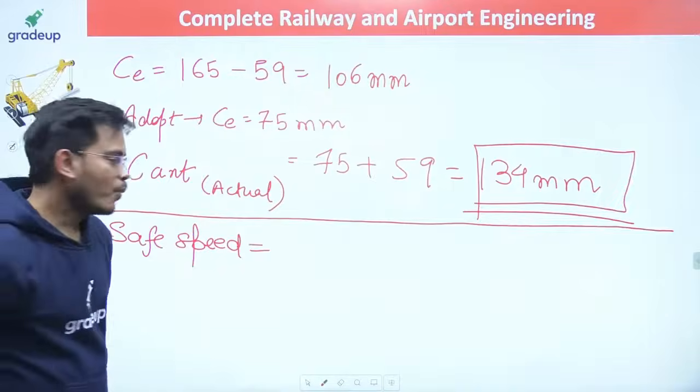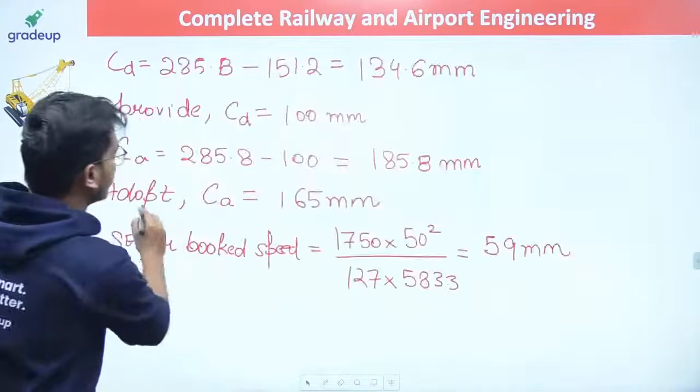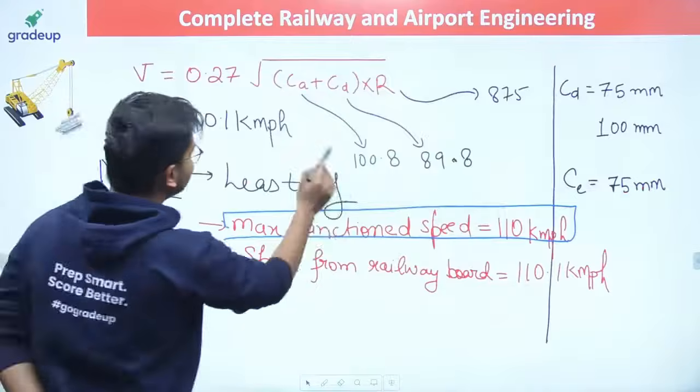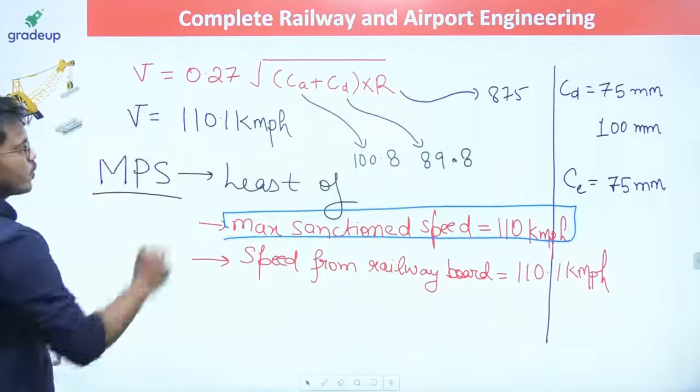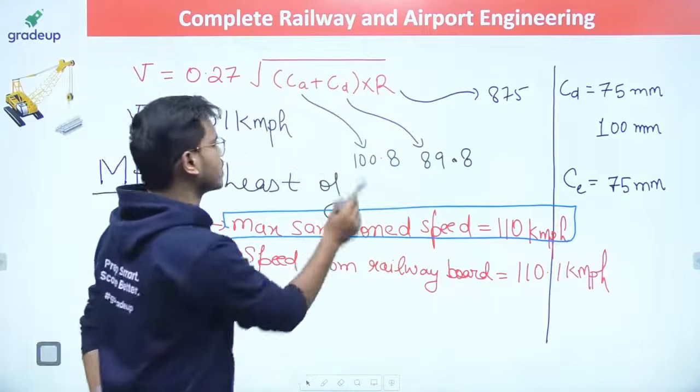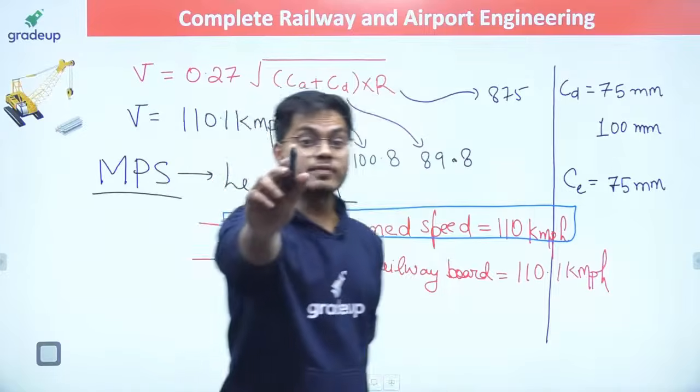Quickly. 0.27, this is the formula, guys. 0.27 under root CA plus CD into R. Put the value of CA as 136. Put the value of CD as, what will be the value of CD?